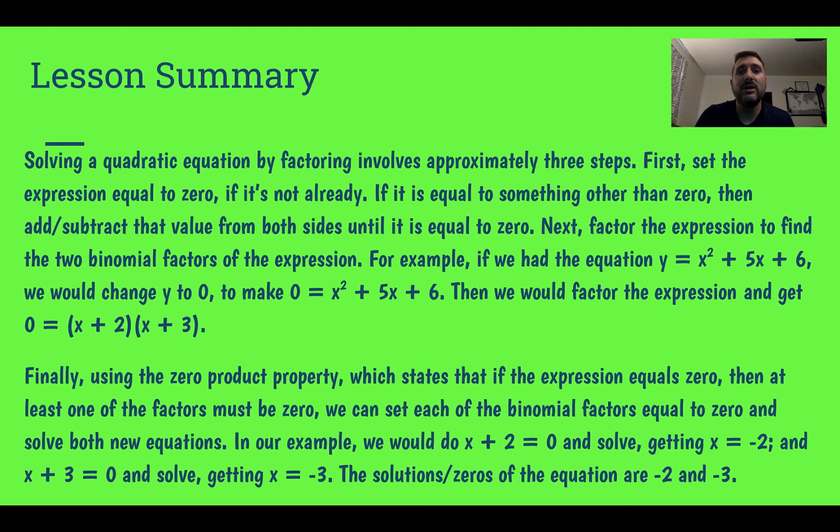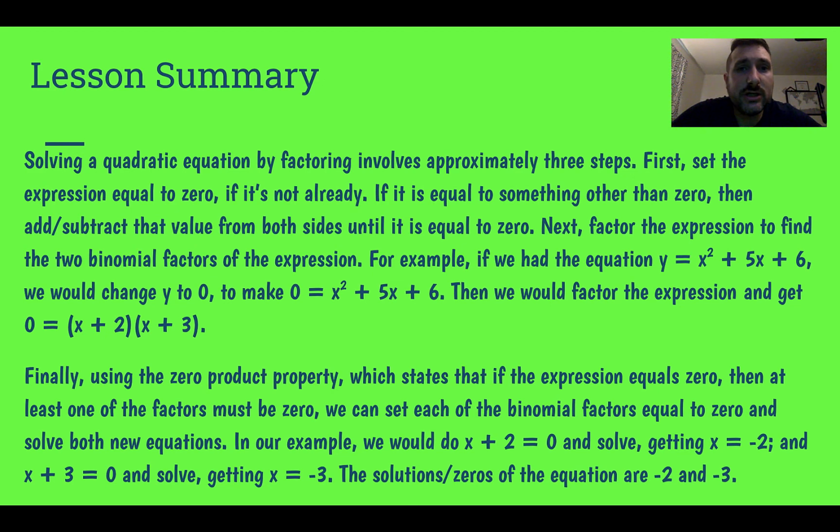So for example, if we had y equals x squared plus 5x plus 6, we would make it equal to 0, so change y to 0, and get 0 equals x squared plus 5x plus 6. Then we would factor our expression to get 0 equals x plus 2 times x plus 3.